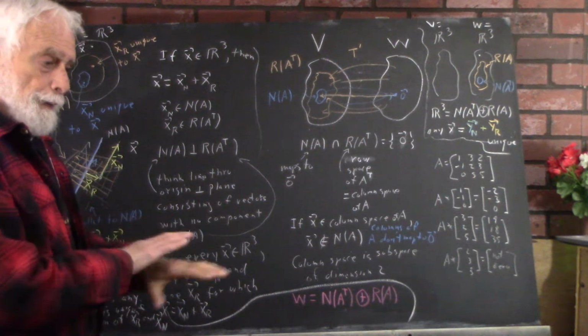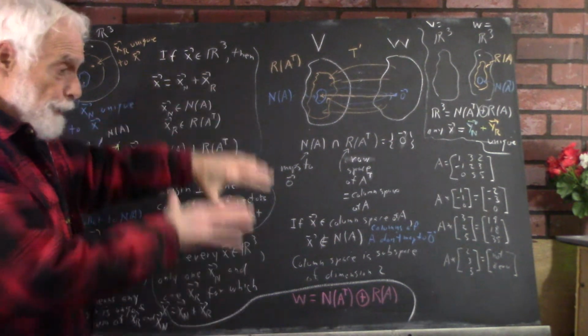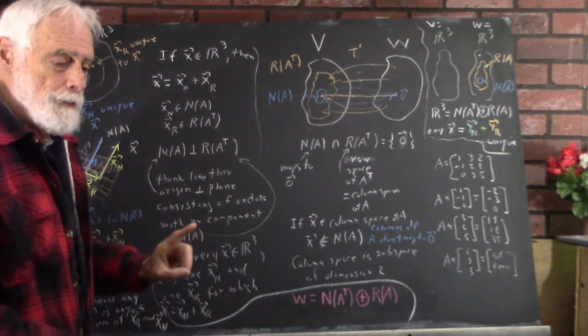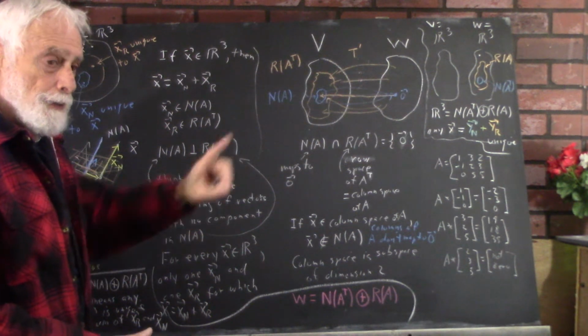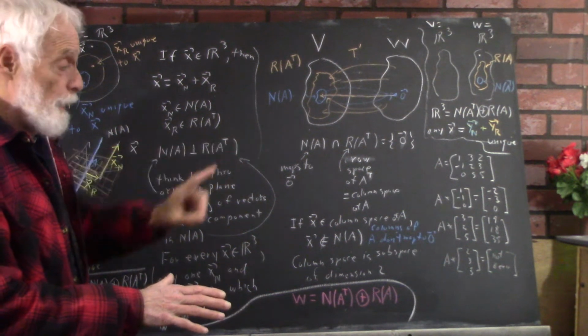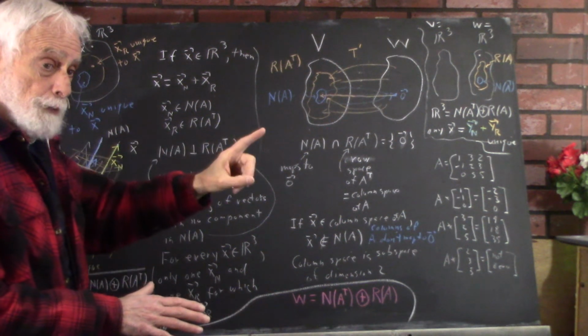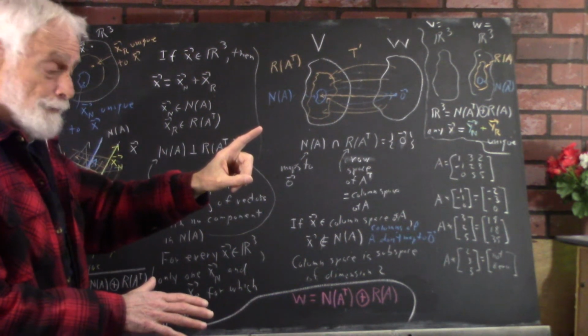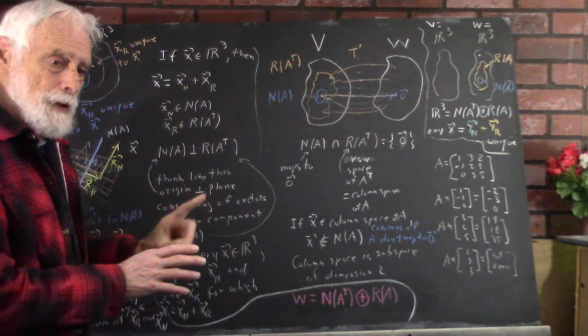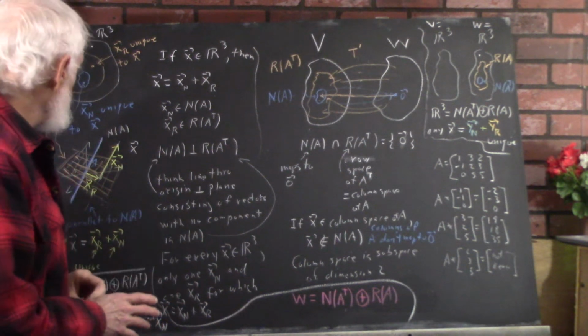So you've got a plane here anyway. Some plane in R3 of some orientation, and then some line representing the null space. The plane represents the range of A transpose. The line represents the null space. All the vectors that map to 0 are along this line through the origin.